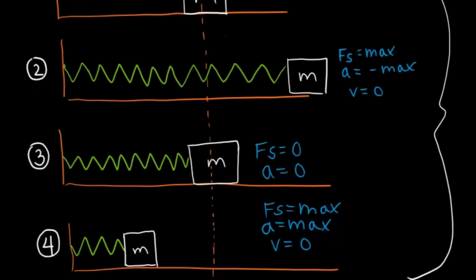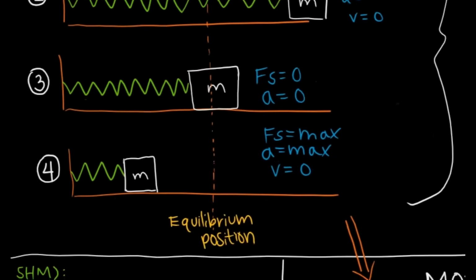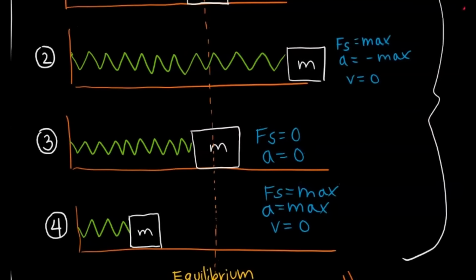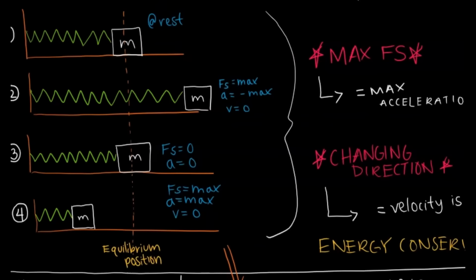So if it goes from position 2 to 3, when it's oscillating, when it reaches the equilibrium position, your force on it is going to be 0, and therefore your acceleration is also 0. And that's also when you reach your maximum velocity. When it reaches the other side, that negative amplitude, it's very similar to position 2 where the force is maximum, and the acceleration is also maximum, except now it's in the positive direction because you're trying to bring that mass on the spring back towards that equilibrium position, and then your velocity is 0.